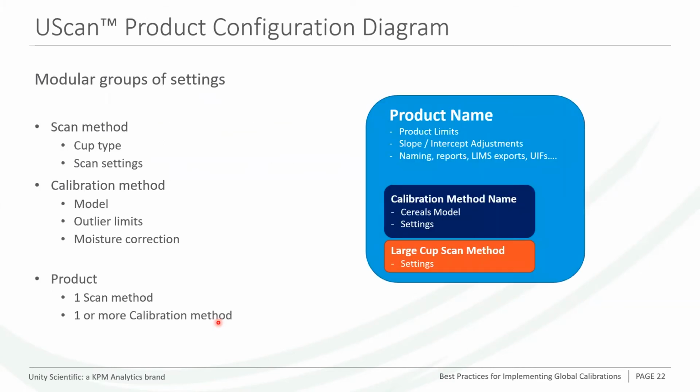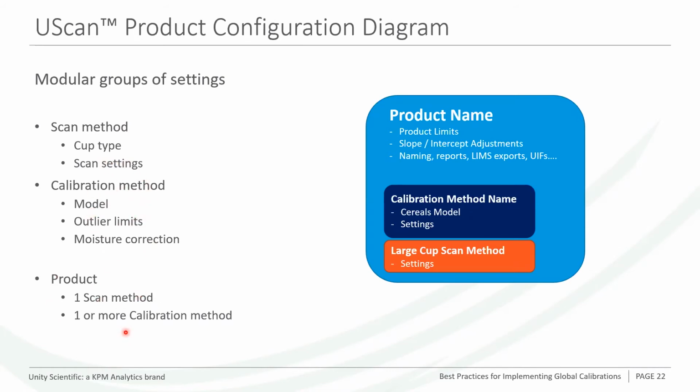So what does that look like in practice for a Unity product? Again, UScan is our routine analysis software. It's based on modular groups of settings. These groups or methods are reusable. So we've got one called a scan method. It's how you analyze the sample with things like cup type, scan settings, things like that. We've also got a calibration method, which holds the model and different settings like outlier limits. If you're doing a moisture correction to a different moisture basis, those are stored here.